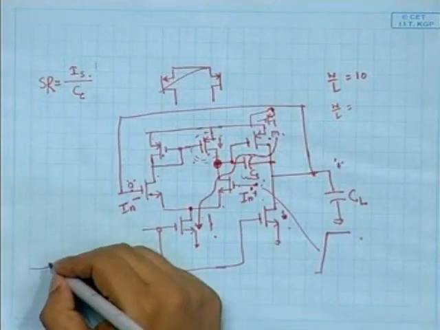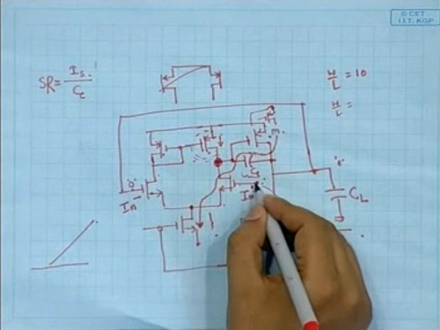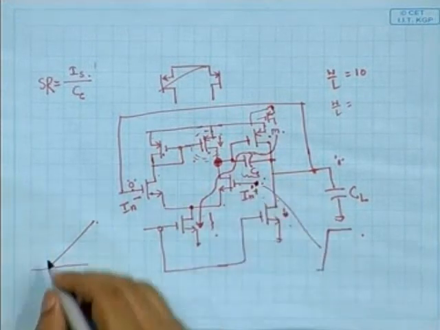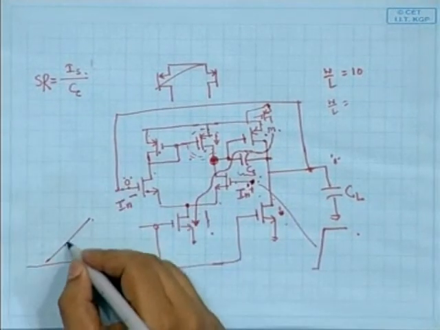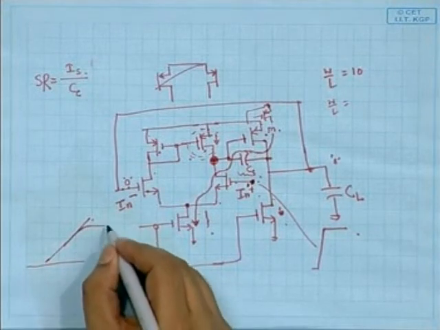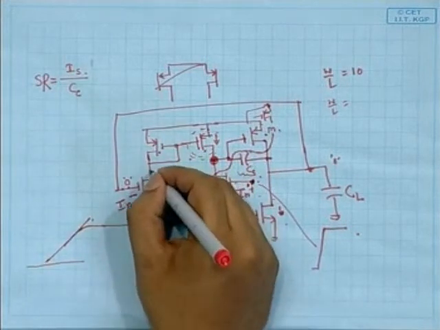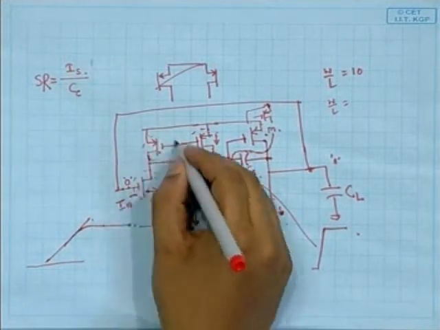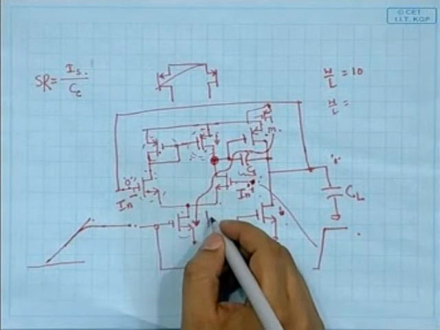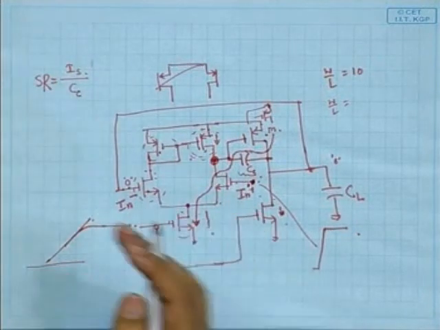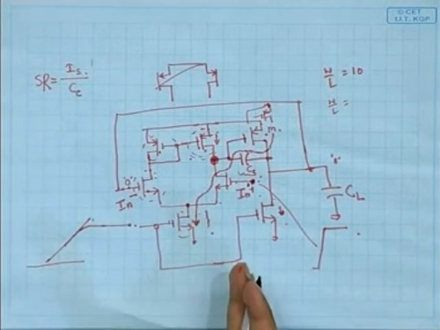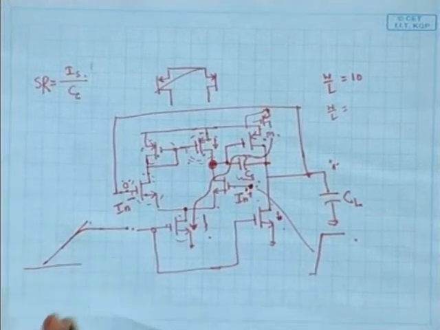Suppose you just go on increasing the input voltage, the DC sweep here. Up to a certain point, this one will track it, and after that it will go into saturation. So whether this transistor and this transistor remain in saturation or in the active region will determine the range over which the circuit can operate in linear.